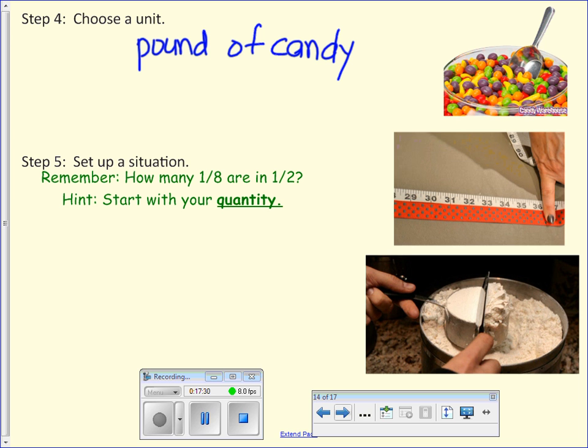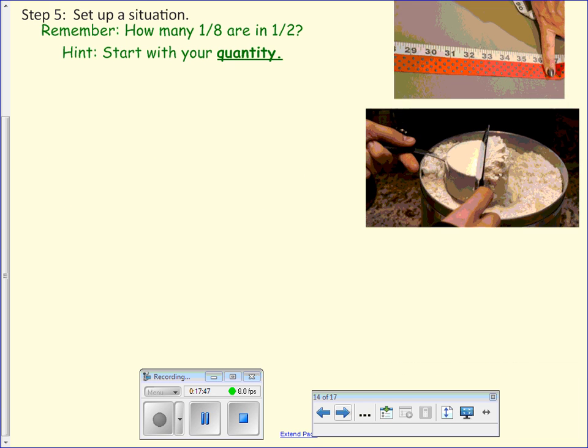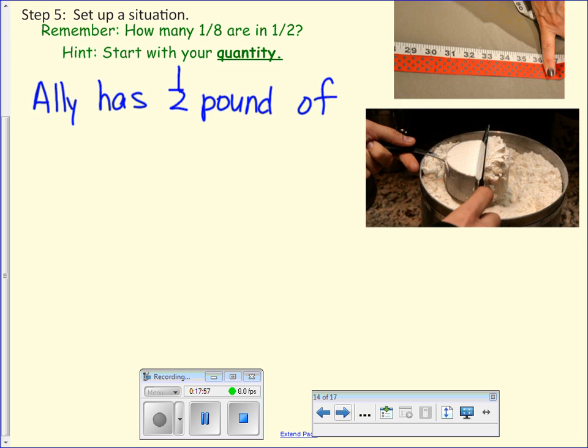So when we set up our equation, here is our hint. Start with the quantity. We're trying to figure out how many 1/8 are in 1/2. So what do I have? What is my quantity? What am I starting with? Okay, so that would be our first sentence. So Allie has half a pound of, what's your favorite candy? Nerds, okay. Reese's. Yeah. I like Reese's.